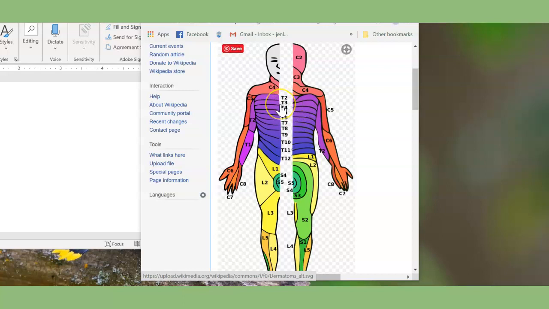But these people with a C8 injury, it looks like they're not affected up here in the facial area, so they can probably eat, they can probably swallow, etc.